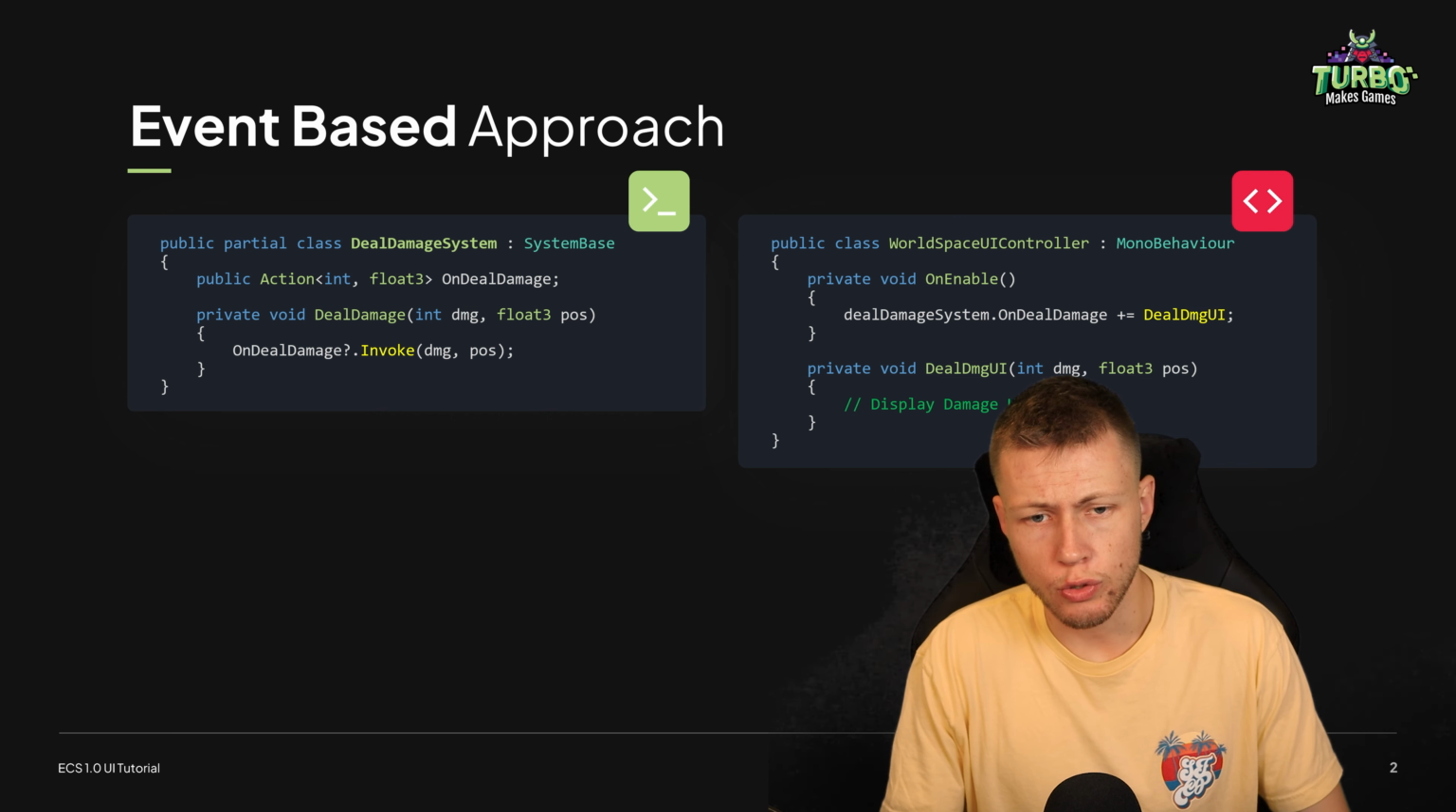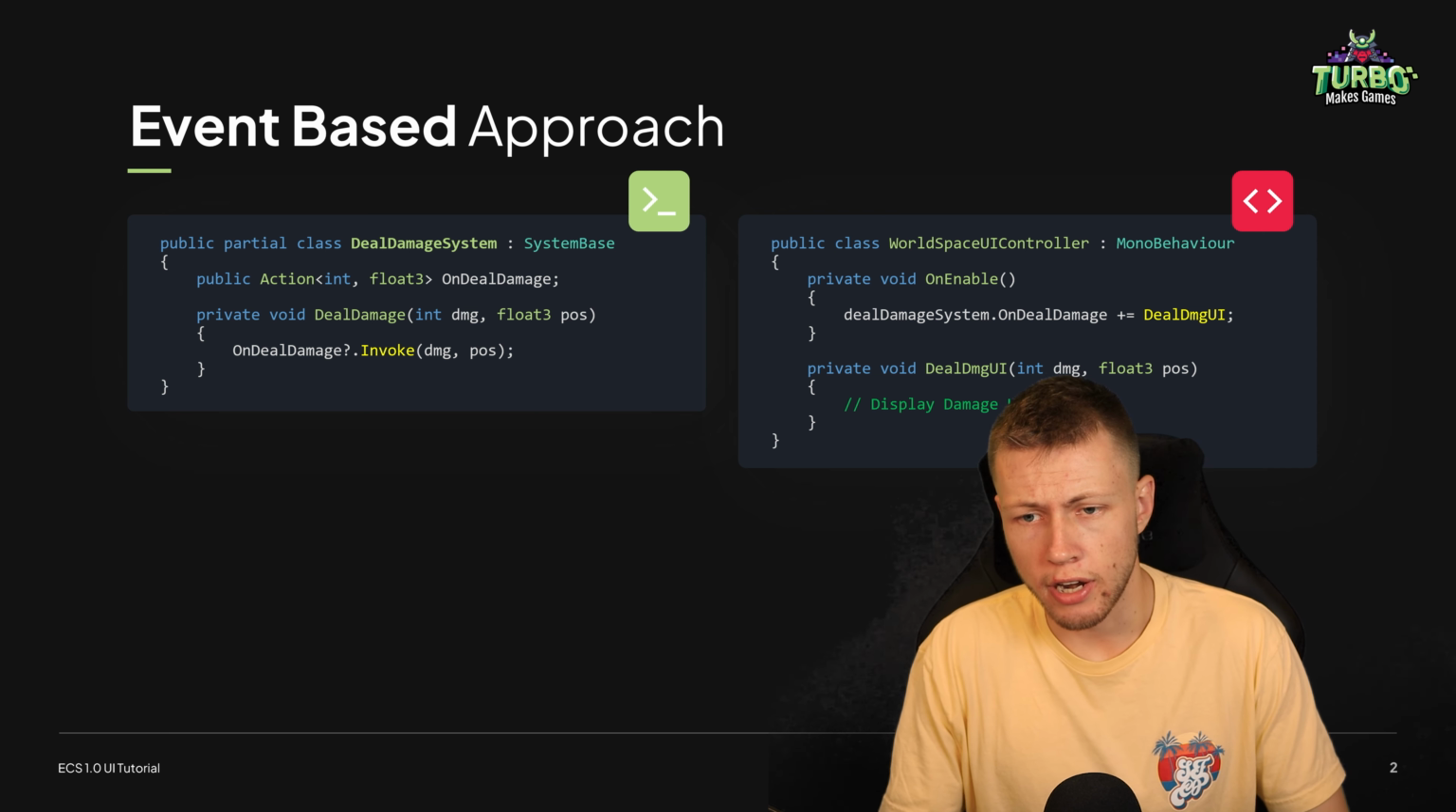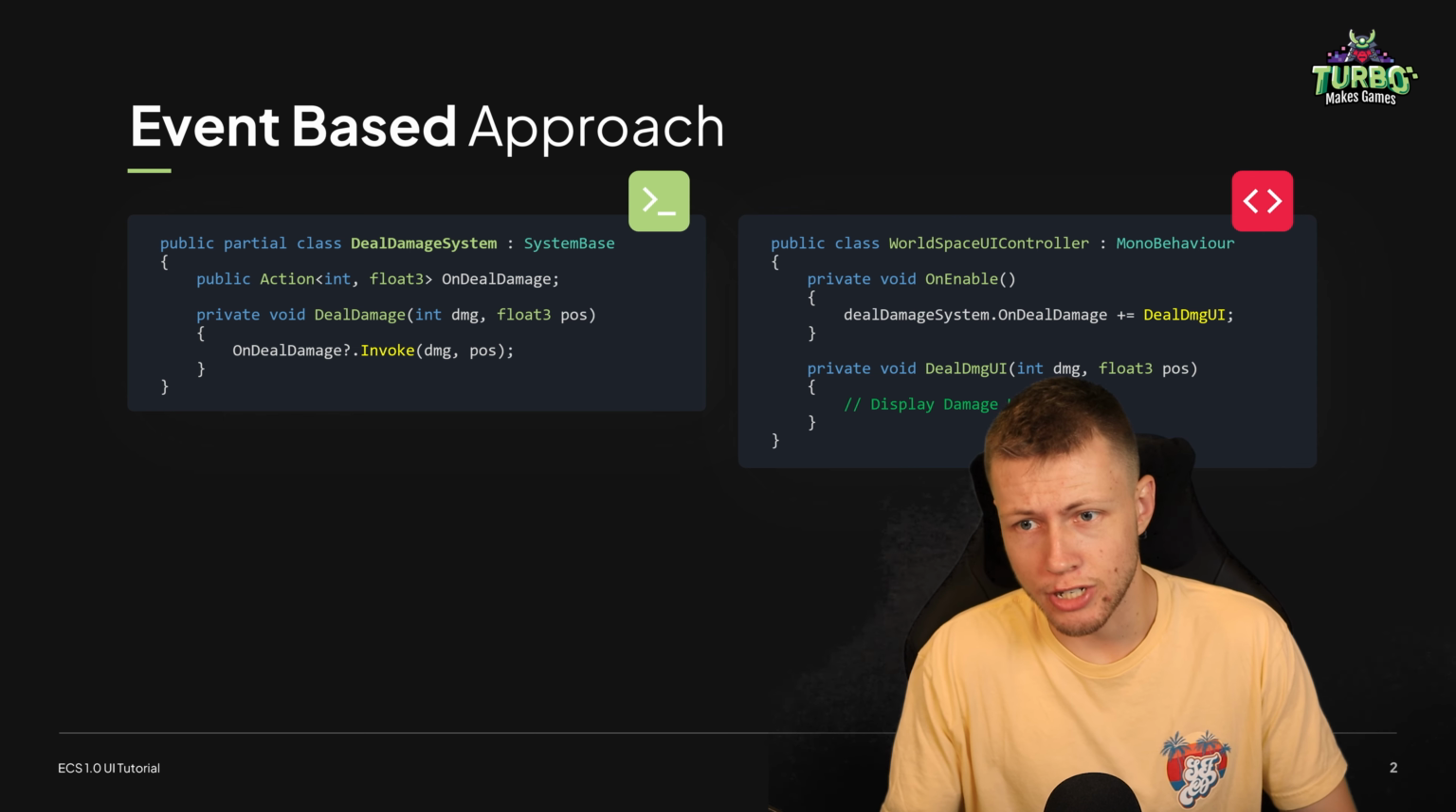And then all we need to do is just make sure that we invoke this event passing in the proper data. Now over on the MonoBehaviour side, which I've kind of mocked out over on the right here, you'll see that in our onEnable, we're just going to go ahead and start listening for this event. And then when that event is actually invoked, then you'll see that it actually calls this deal damage UI function. And that's where we can actually set the properties for our UI and display the damage icon on screen.